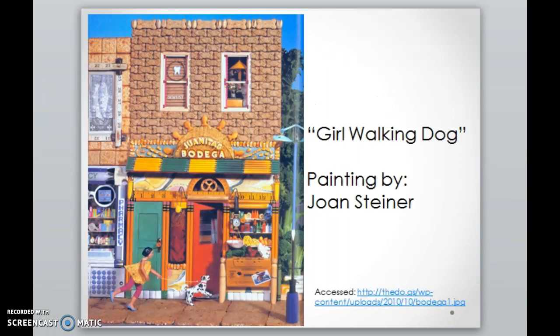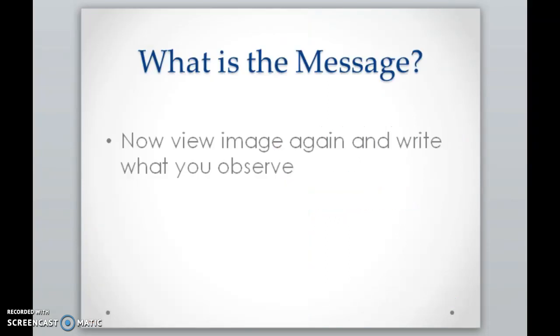This is the image, girl walking the dog. Once you have looked at the image, we're going to go back and revisit that and spend a little more time looking at it. And you're going to observe that this painting is made up of just different types of things. But I want you to tell me what you see and what stands out the most. And then we will discuss this based on your observations.